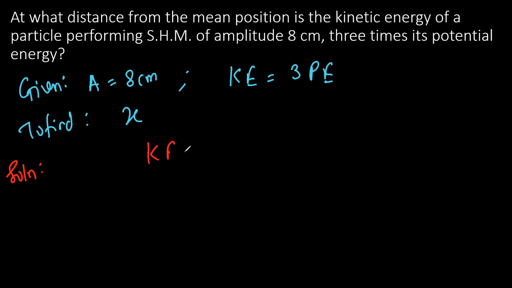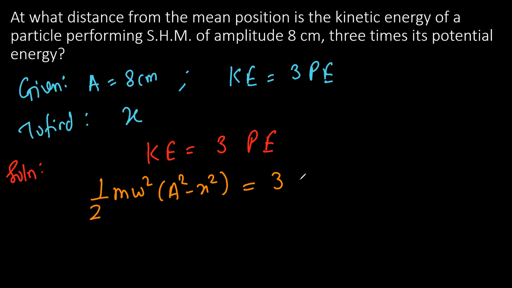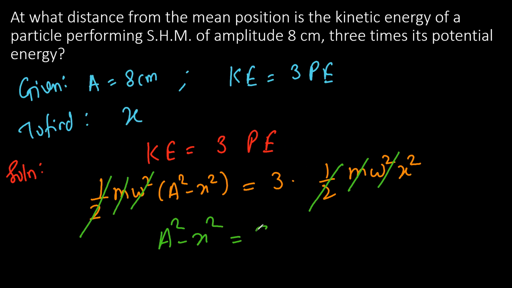We know that kinetic energy is equal to 3 times the potential energy. What is the formula of kinetic energy? Kinetic energy is half m omega square times a square minus x square, equal to 3 times the potential energy, which is half m omega square x square. Which parameters cancel? The half, m, and omega square cancel. What is remaining? a square minus x square is equal to 3x square. If I shift the 3x square to this side, it becomes a square equal to 3x square plus x square, that is 4x square.